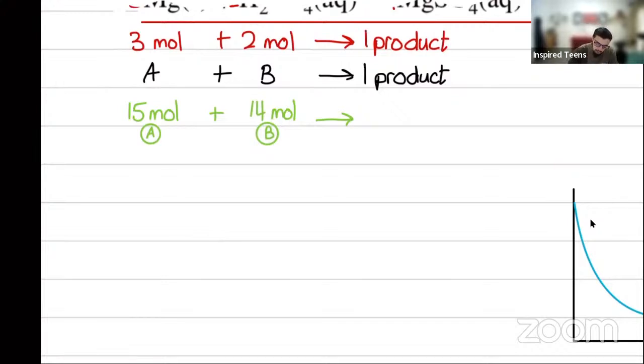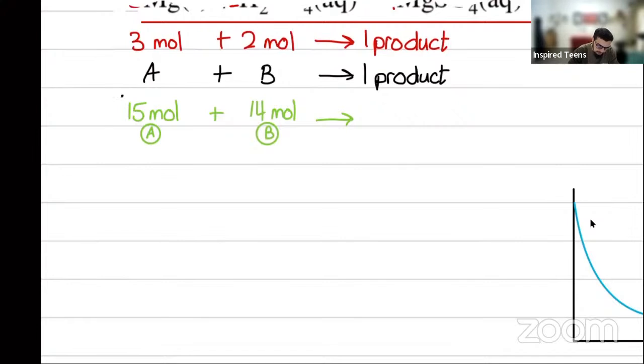Now in this case, if we have 15 moles of A, 15 can be divided by 3, 5 times. So we can have a total of 5 lots of 3 moles to form our product, and from here we can form 7. I hope that this is making sense.